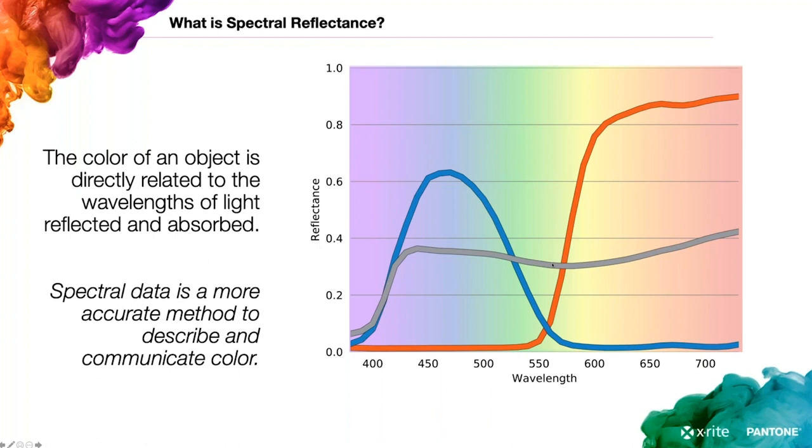Same for the gray line. Think of a gray. Gray is really just reflecting all wavelengths fairly equally, so it looks more neutral. And again, we have the orange line, which is absorbing the short wavelength lights down in the violet and the purple and some of the green. And then as you move into the longer wavelength lights, it's reflecting those, therefore it looks orange.